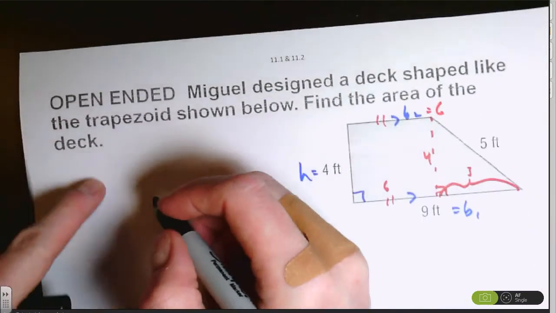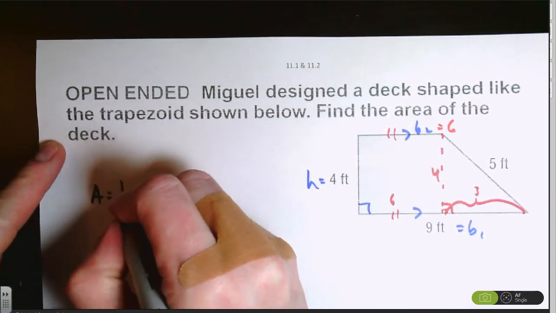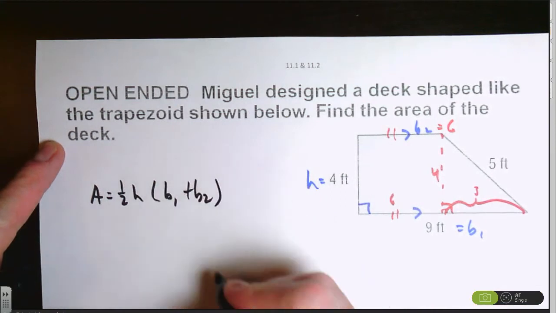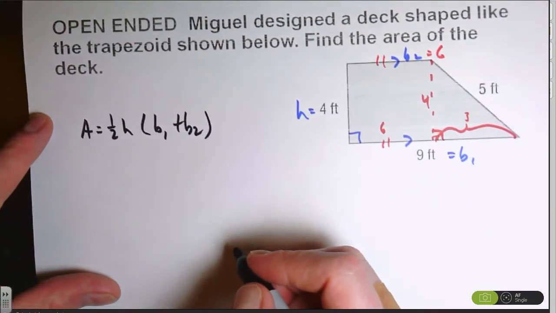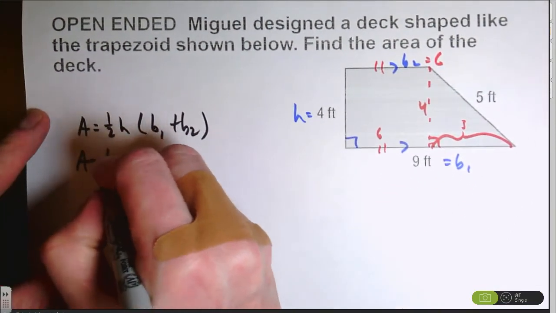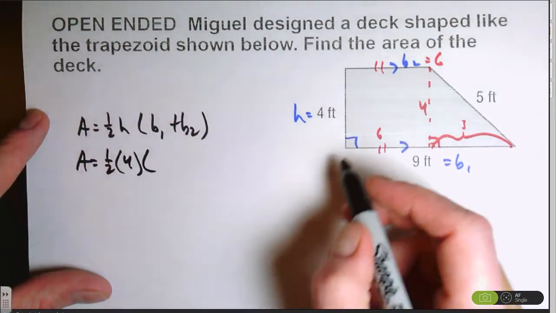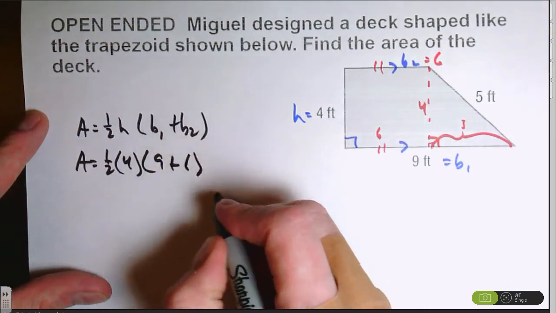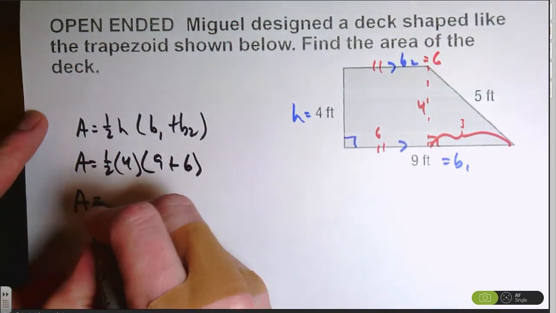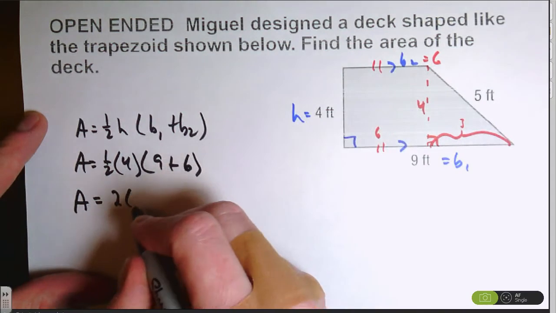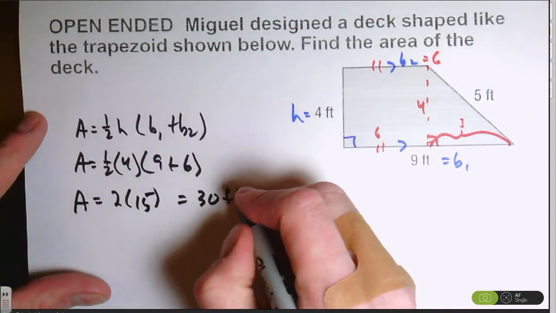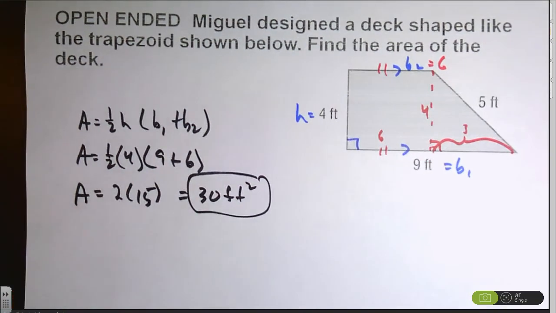Area is going to equal 1/2 the height times base 1 plus base 2. Okay, so it'll fit in there. Good. So area equals 1/2 of 4 times base 1, which is 9, plus base 2, which was 6. So 1/2 of 4 is 2. 6 plus 9 is 15, which is 30 square feet. There we go.